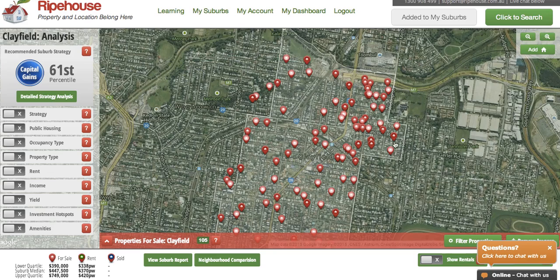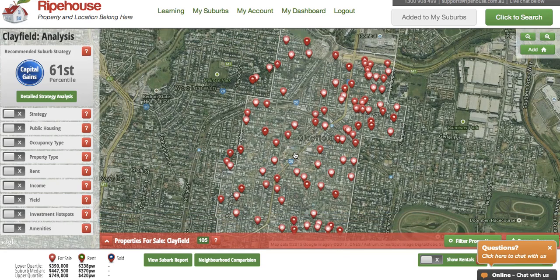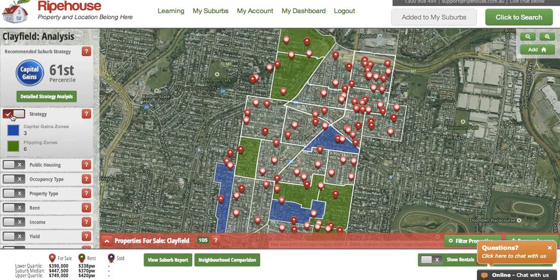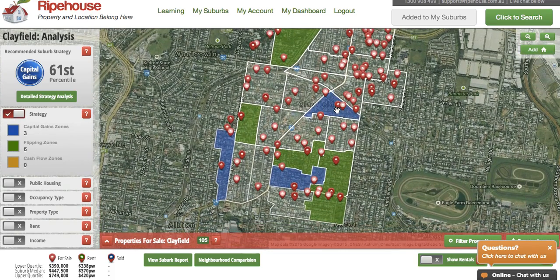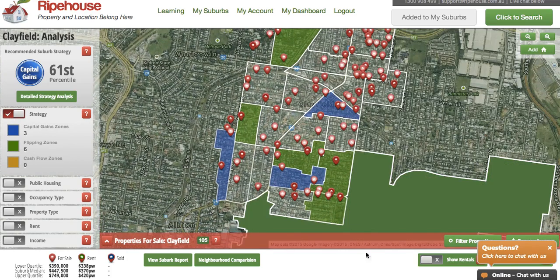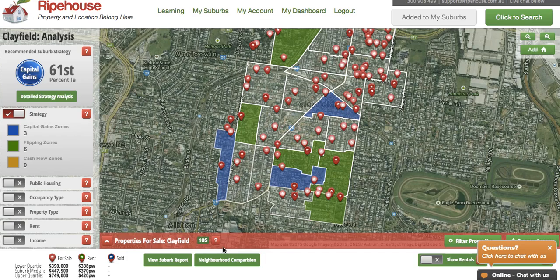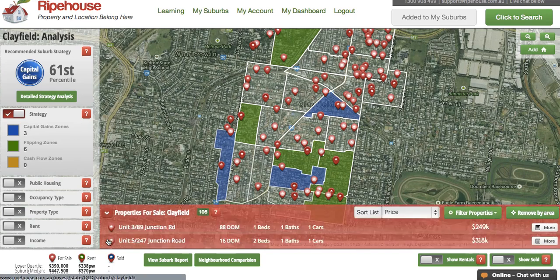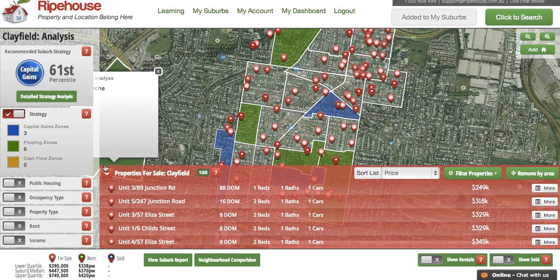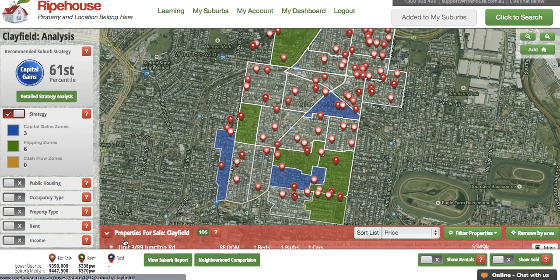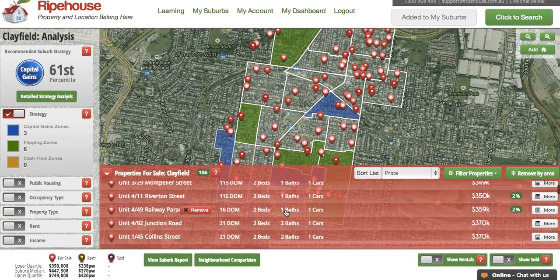Okay, so we've got a bit of familiarisation with the suburb. Say that we're looking to invest only in these blue capital growth areas for the purposes of this example. That's what I'll potentially be recommending. There's 105 properties currently on the market in Clayfield. Let's get a bit of a feel for these types of properties. What are they? You can click on this to show their property table. This is going to display them all as a list.